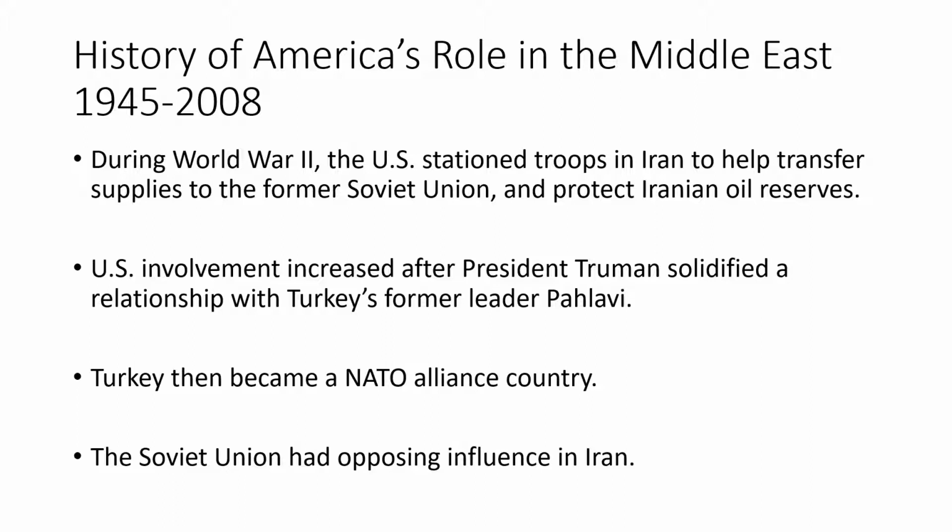The history of America's role in the Middle East from 1945 to 2008. During World War II, the U.S. stationed troops in Iran to help transfer supplies to the former Soviet Union and protect Iranian oil reserves. U.S. involvement increased after President Truman solidified a relationship with Turkey's former leadership. Turkey then became a member of the North Atlantic Treaty Organization, otherwise known as NATO. However, unfortunately for the United States, the Soviet Union had an opposing influence on Iran.